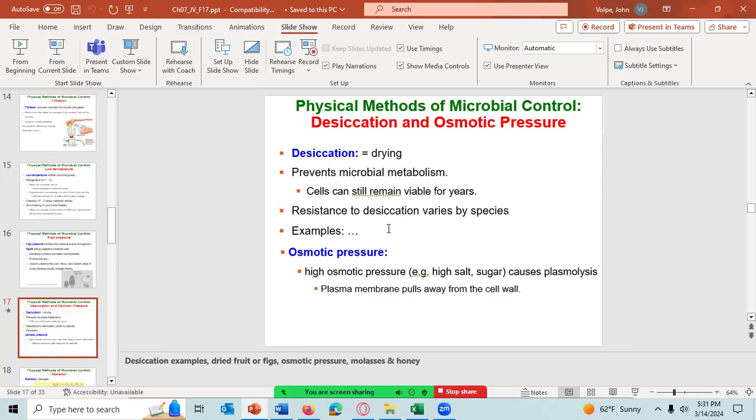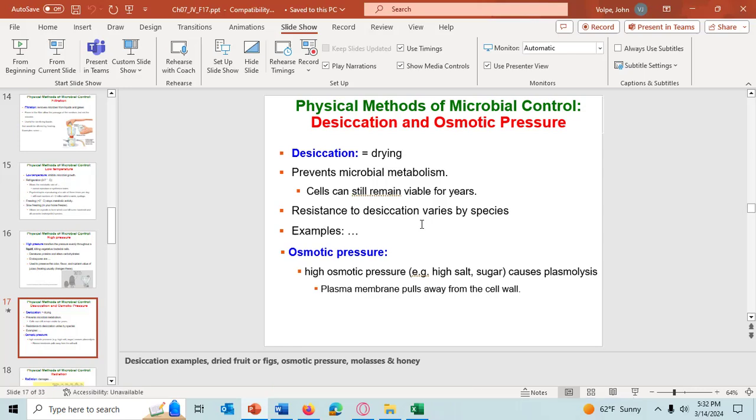It prevents microbial metabolism. Cells can remain viable for years, particularly if they are endospores. The mycobacterium can be viable for months. The resistance to desiccation varies by species. But E. coli, if you dry it out, would quickly die. I don't know how long, but certainly within a week, maybe even within a day.